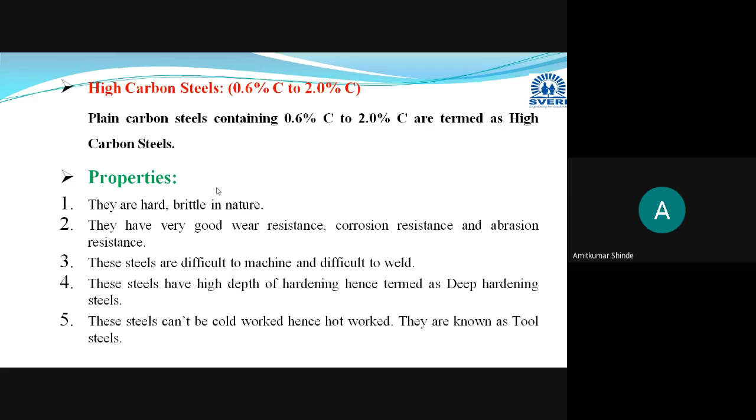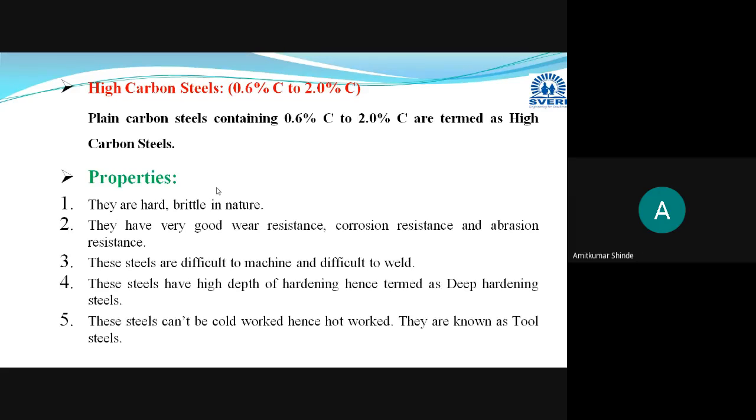Okay, as its hardness is improved and as carbon percentage is very high, it will provide very good wear resistance, corrosion resistance, and abrasion resistance. Then, as the percentage of carbon is more here, these high carbon steels are very difficult for doing the machining or the welding of that component. It is a very difficult process. Okay, so these are some general properties.